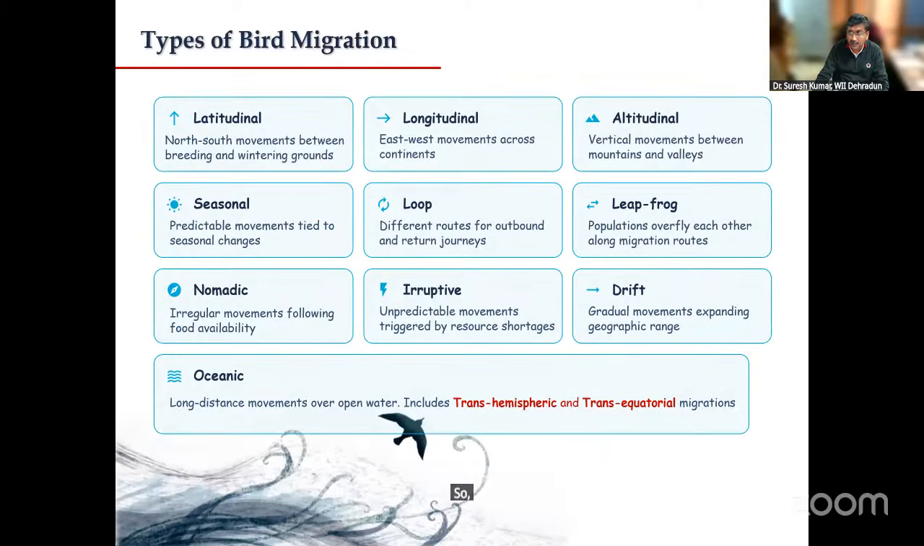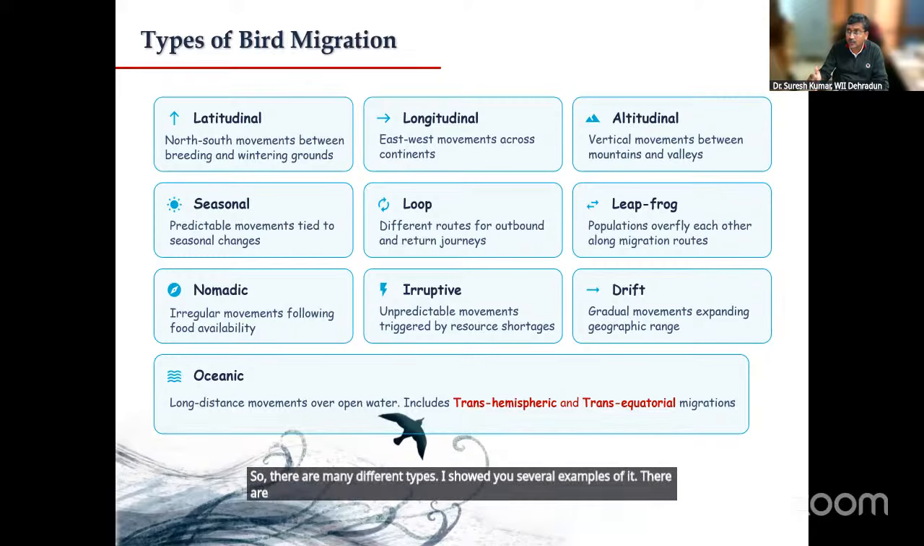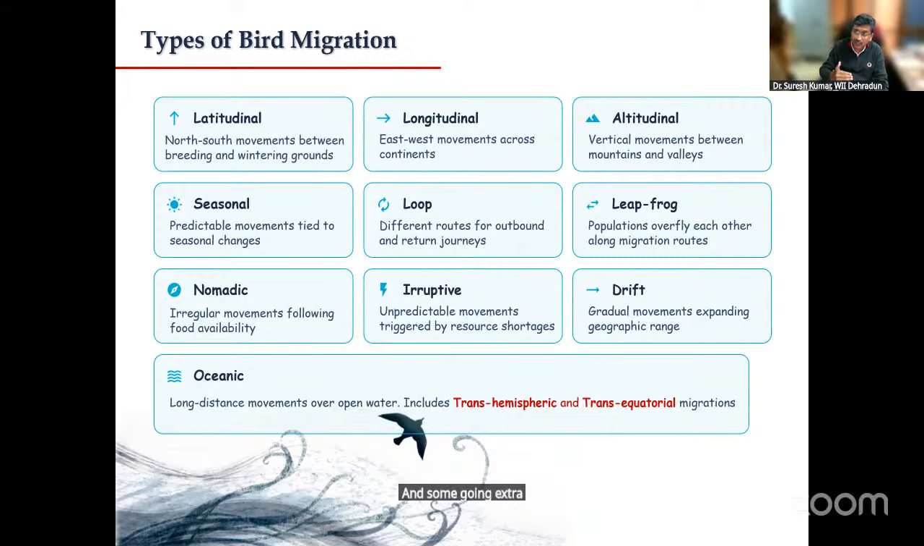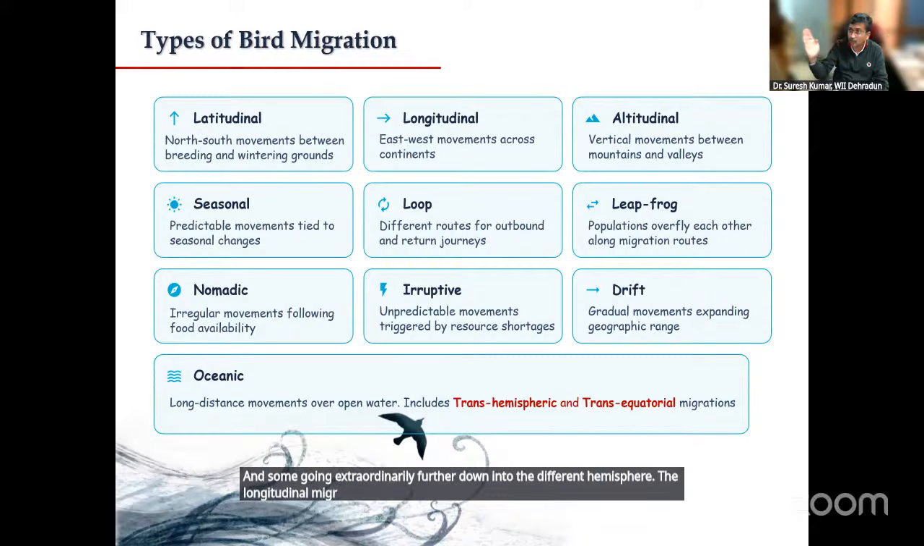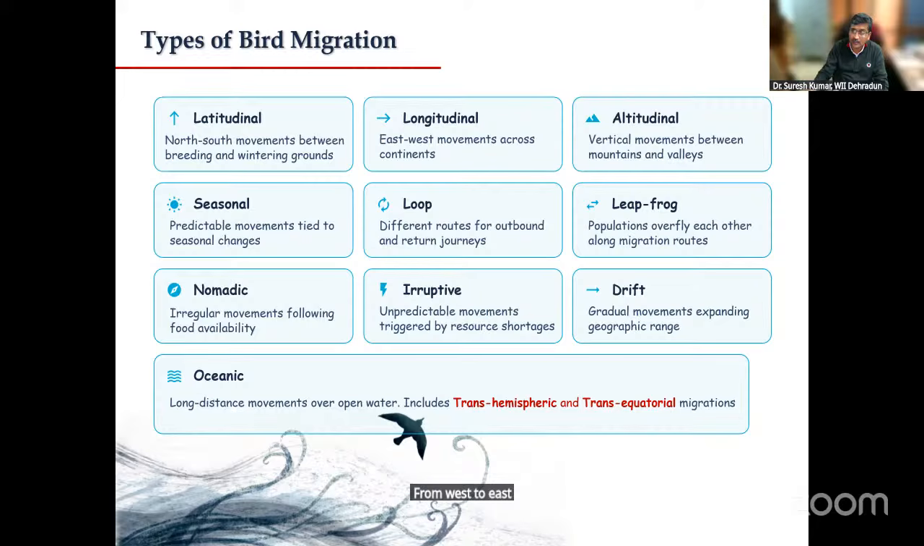So there are many different types. I showed you several examples of it. There are latitudinal migrants moving from the northern latitudes to the southern latitudes closer to the tropics, and some going extraordinarily further down into the different hemisphere. The longitudinal migrants are those that move across longitude from west to east or east to west.